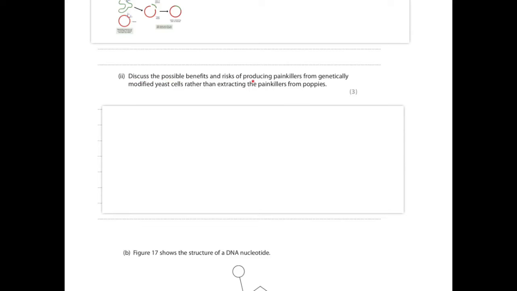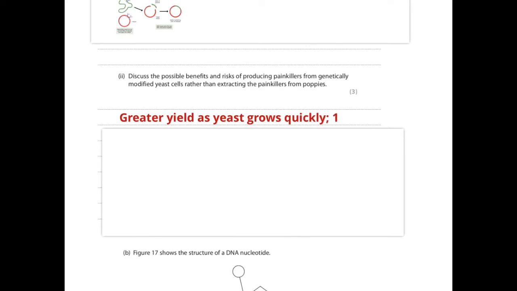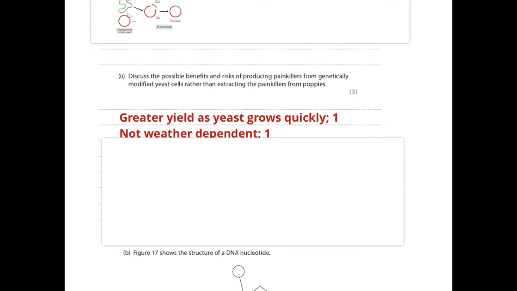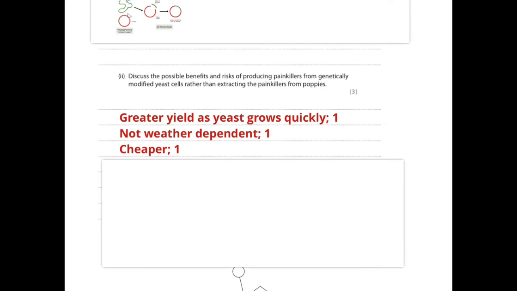Discuss the possible benefits and risks of producing painkillers from genetically modified yeast cells rather than extracting the painkillers from poppies. So yeast cells are small and you can grow them in a lab very quickly. Poppies take much longer to grow, but with that there are issues as well. So greater yield, as yeast grows very quickly. They're not weather dependent, whereas poppies are weather dependent, obviously, because they're flowers and they grow outside. They're cheaper because we're just growing them in a petri dish.